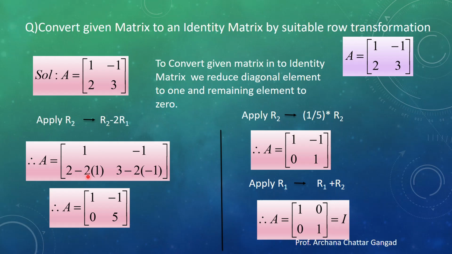So after simplification of this, we get A is equal to first row, no change, it as it is 1 minus 1. After change in a second row, R2 minus 2 R1, that is 2 minus 2 times 1, and here 3 minus 2 times minus 1. So it becomes 0, 5. So this is 1, 0 in a first column, second column minus 1, 5.